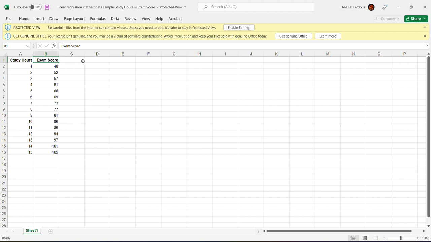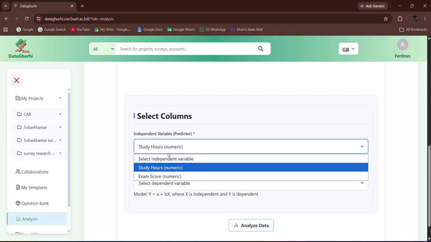Linear regression analyzes the relationship between these two and produces an equation that can predict a student's expected exam score based on the number of hours he or she studied. The research question is: is there a significant linear relationship between these two variables? Let's test it in the tool.